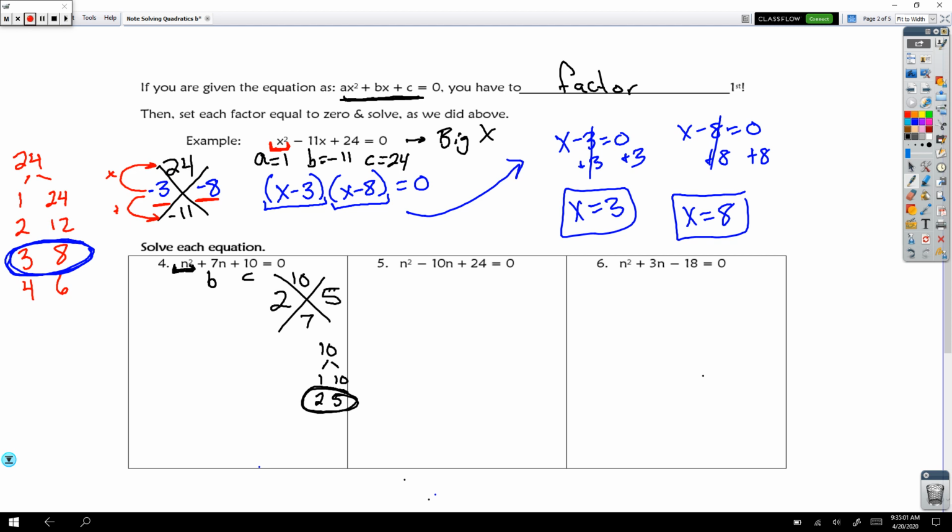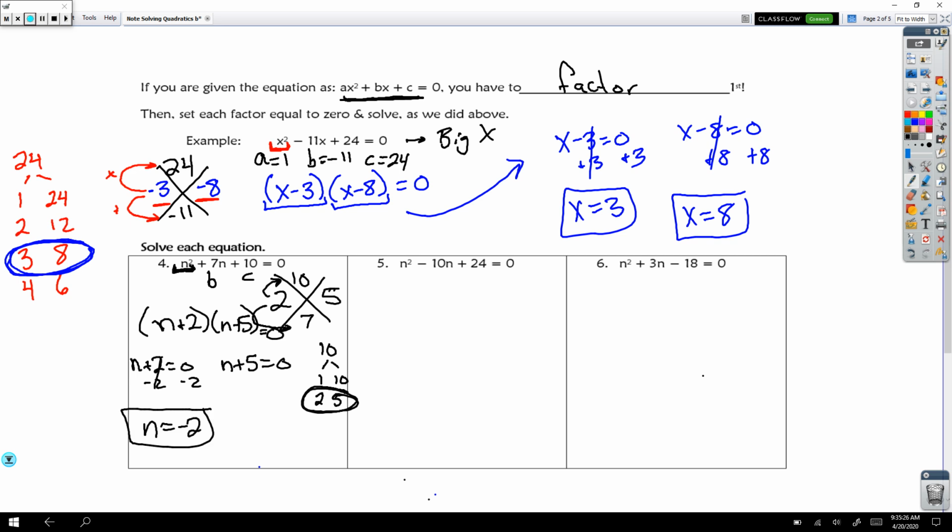And let's check. 2 times 5 gives me 10. 2 plus 5 gives me 7, so I'm good to go. So my two factors, n plus 2, n plus 5. Ran out of room. Okay, now setting each piece equal to 0, I would have n plus 2 equals 0, and n plus 5 equals 0. Subtract, and subtract.